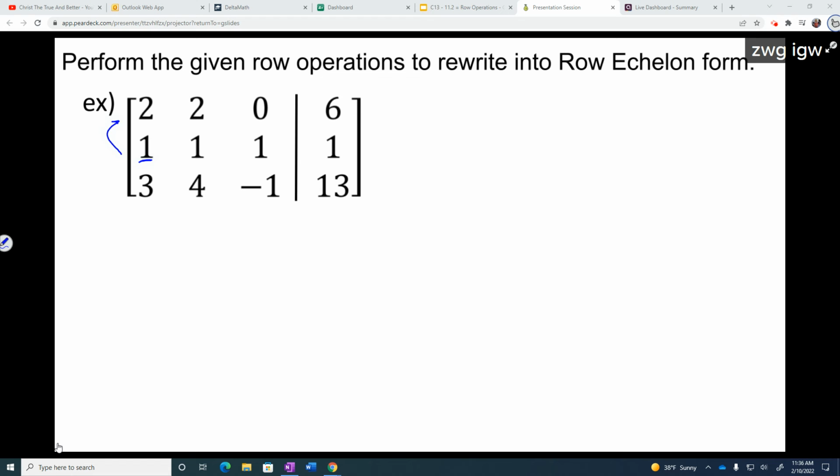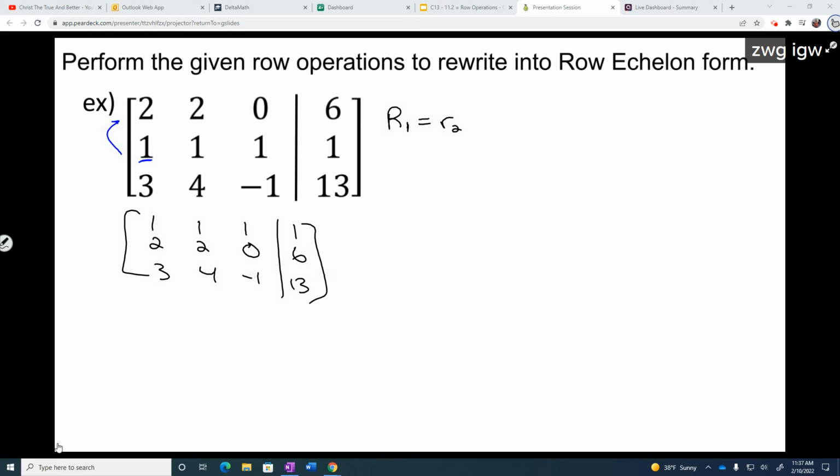So we're just gonna write it this way. Big R1 is going to equal this little R2. We're just going to move it up. So we're just going to rewrite it. All 1s across. And then we got to put the other one here. Nice.